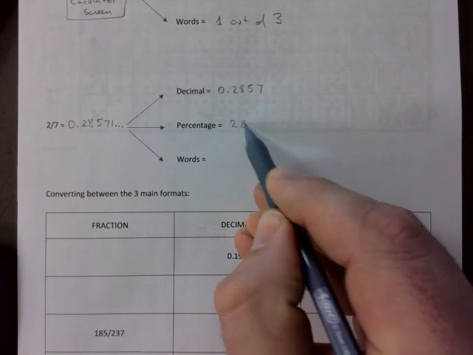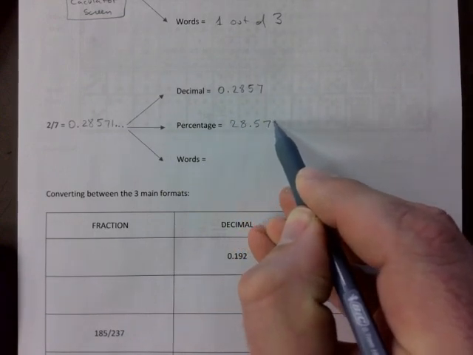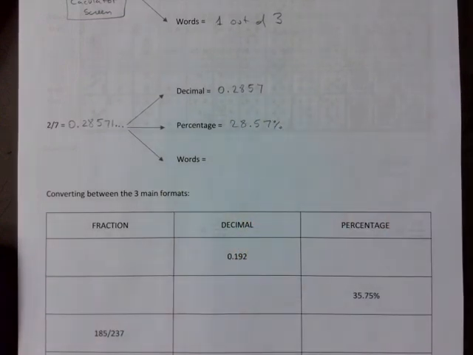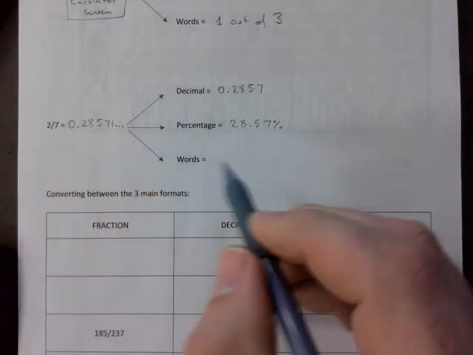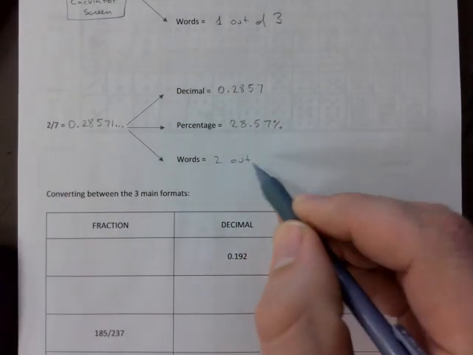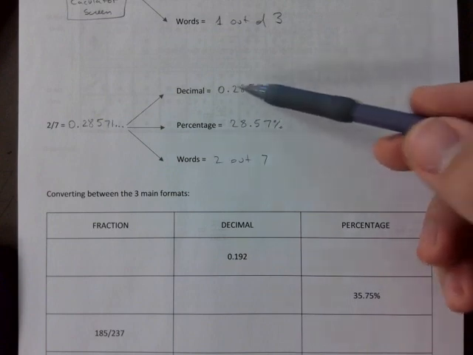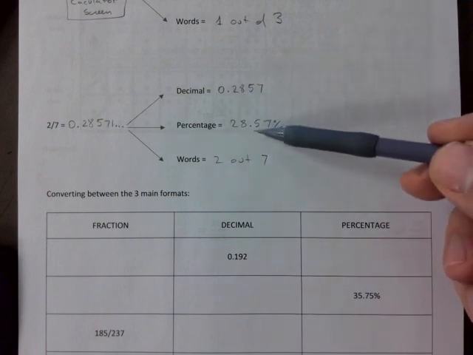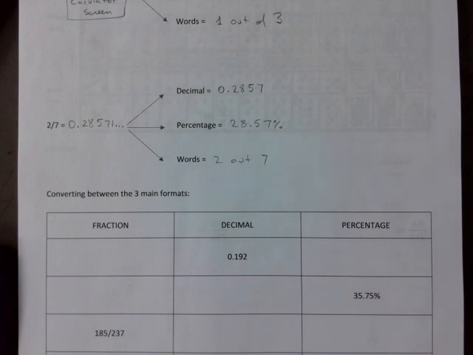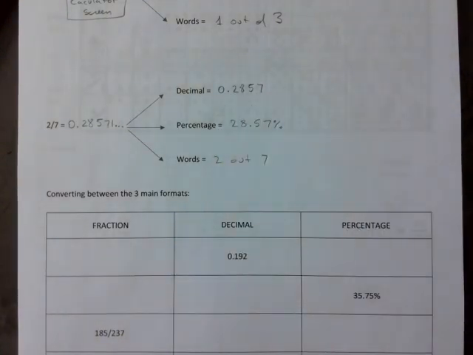Percentage, 28.57%, right? And then words, I go back to the fraction 2 out of 7. Done. Okay, so we got that out of the way. The best way I know how to do this is round this to 4, just times that by 100, and then you're done. You'll never get it wrong, except for if it's a dollar amount, then you will. This would not be acceptable, right?